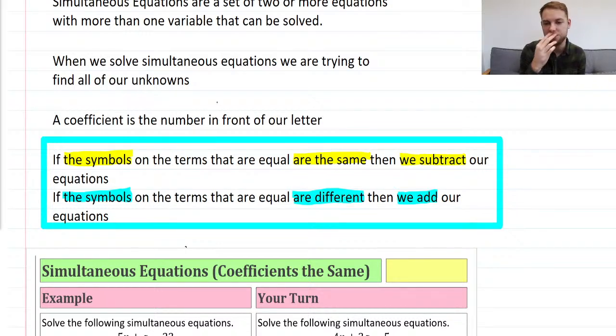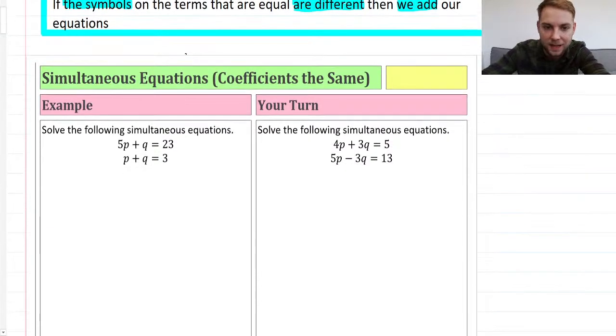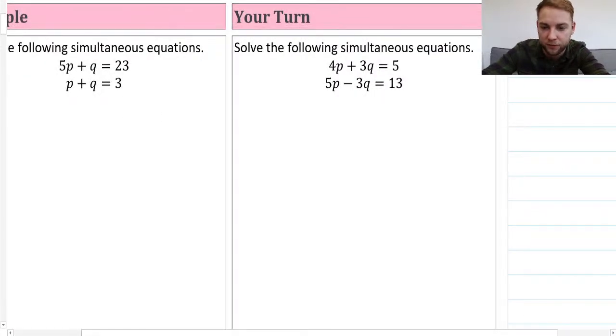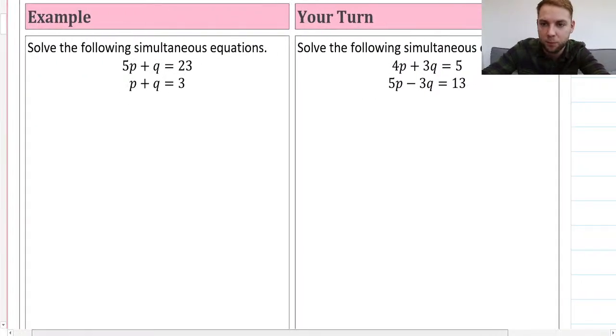And then we had this definition which was going to help us. So if the symbols on the terms that are equal are the same, then we subtract our equations. And if the symbols on the terms that are equal are different, then we add our equations. Okay, so let's have a little look now at some questions. Now I'm going to do both of these. Okay, so example 1, example 2.